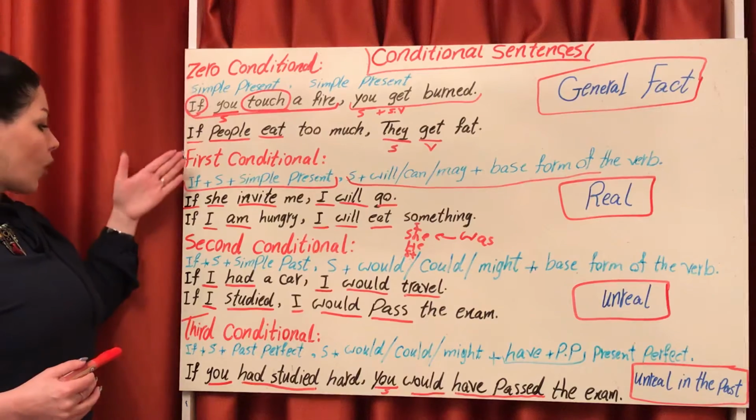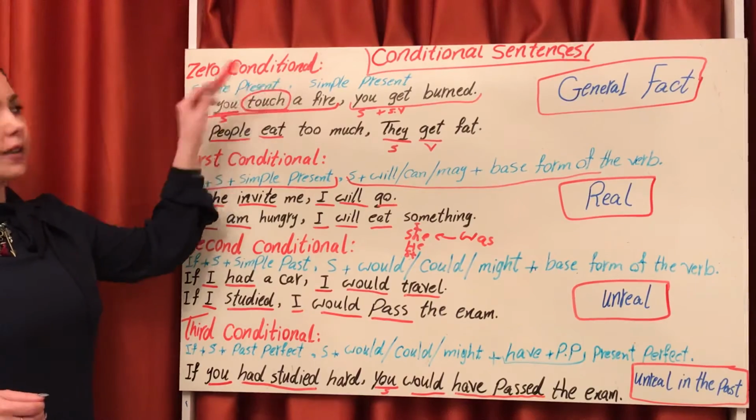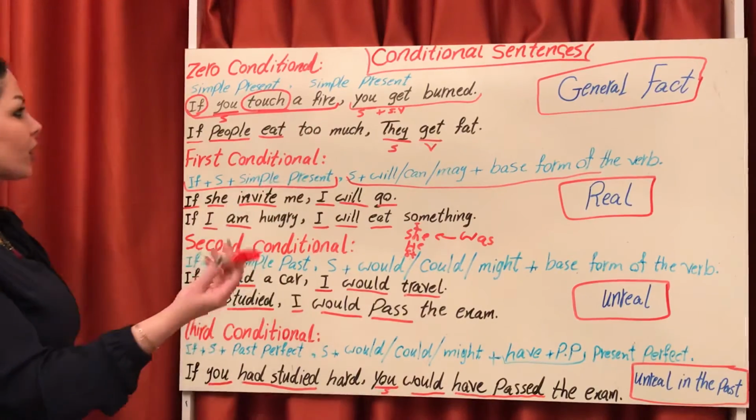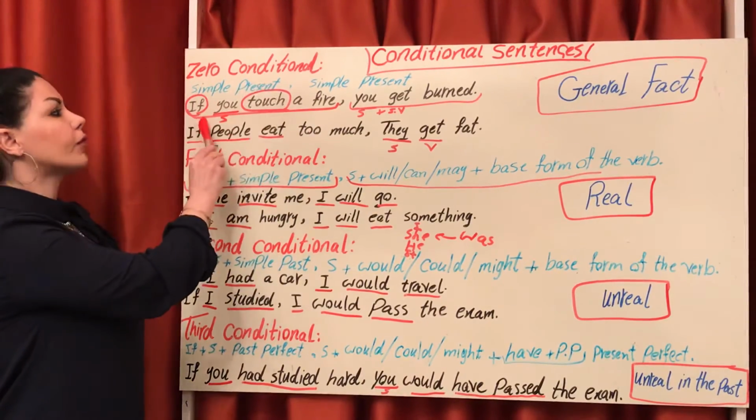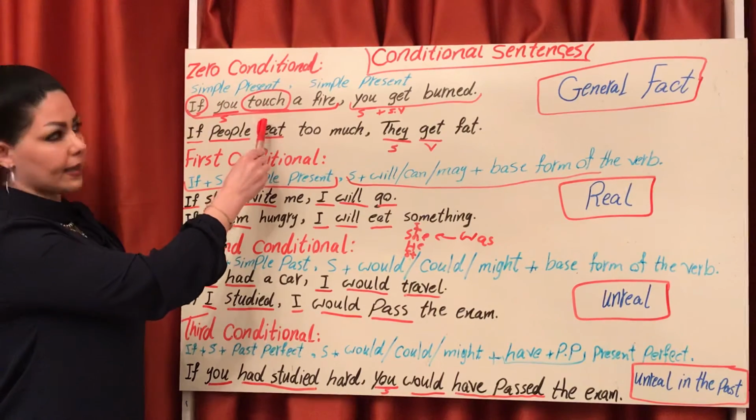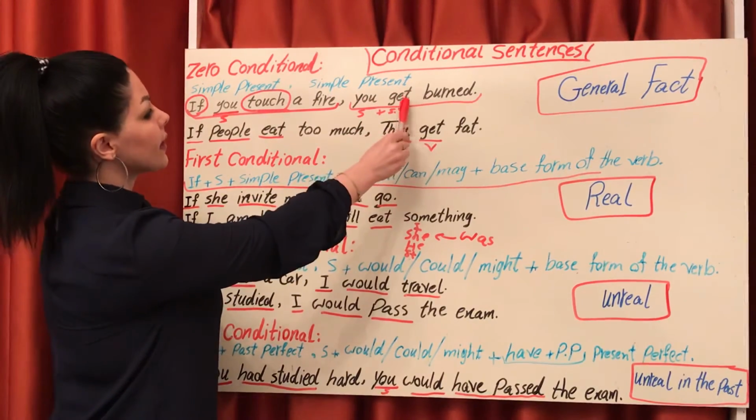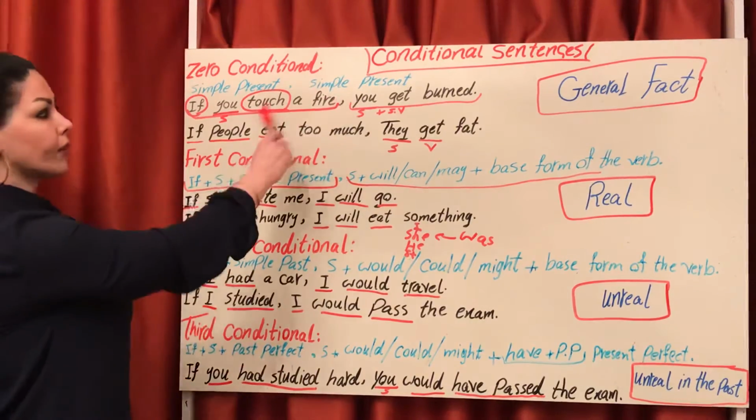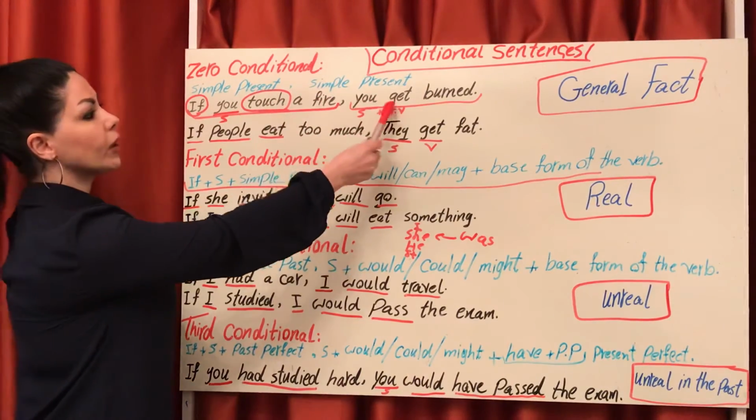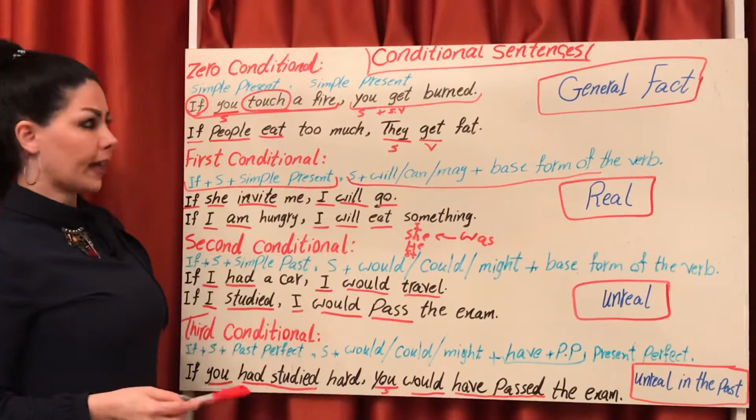We have 4 conditional sentences. First one, zero conditional. We use zero conditional for general facts. What is the structure? Simple present for the if clause, if plus subject plus simple present tense. Main clause, subject plus simple present tense. Both of them simple present. If you touch a fire, you get burned. If people eat too much, they get fat.